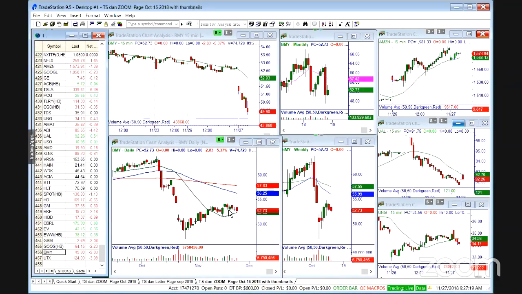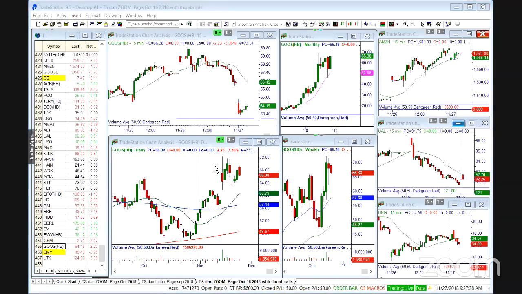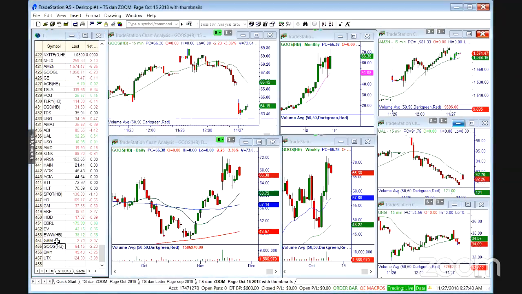BMY, I just saw in the gap list, gapping under 50 bucks, way down here. It's a sell setup on the weekly. We'll come back to that. The old goose, when it had this earnings gap, is now gapping down under here. So this is an M top, lower high. So that's a bear call spread candidate.